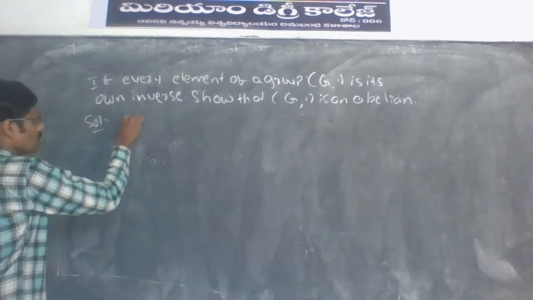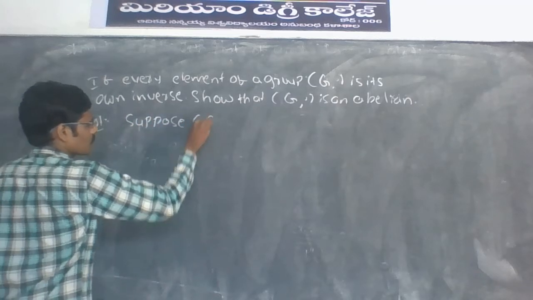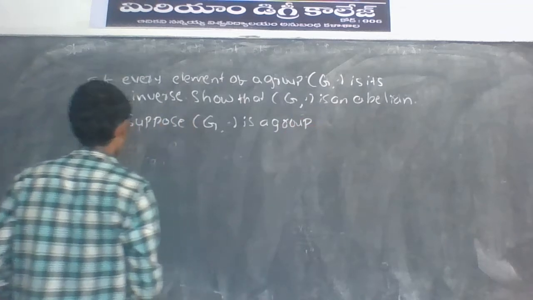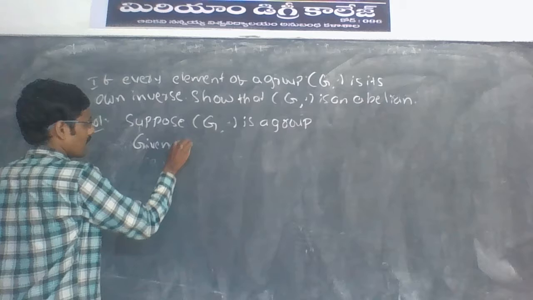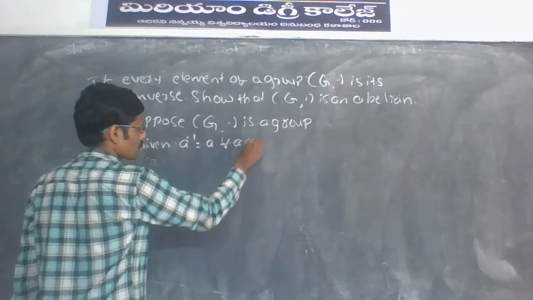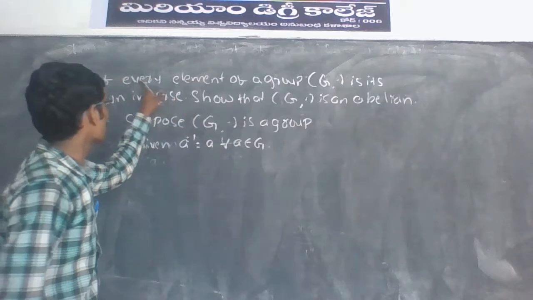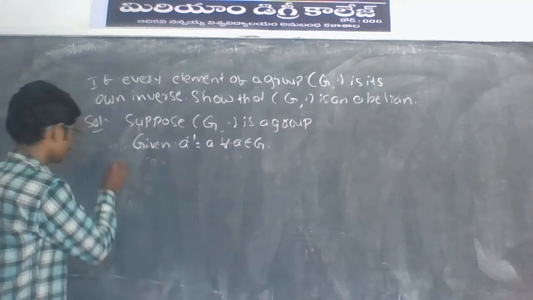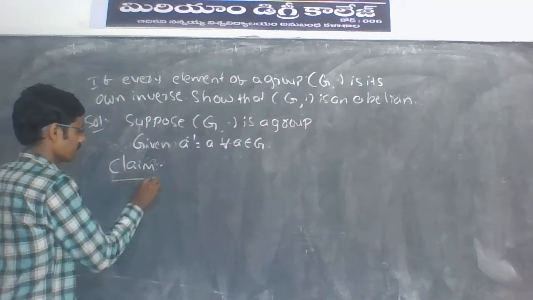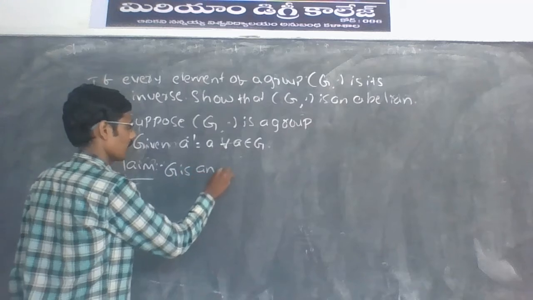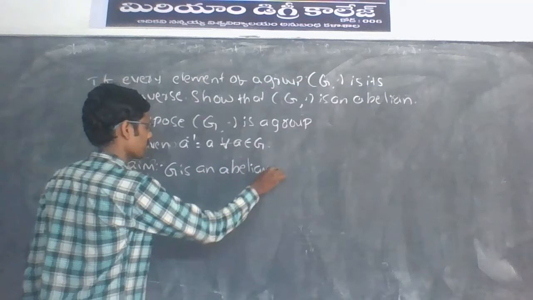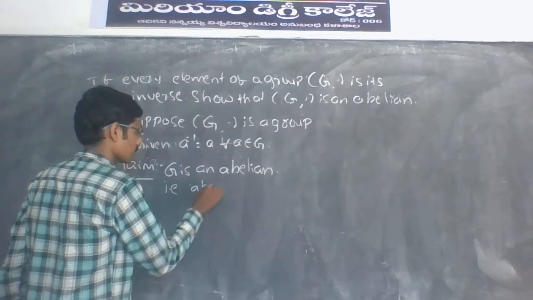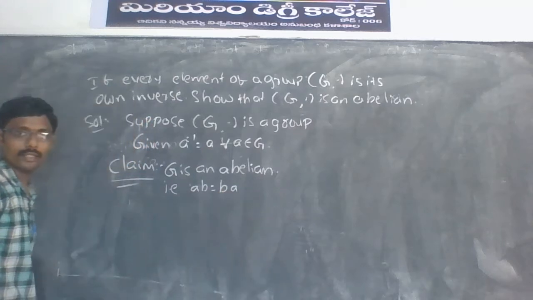Solution. Suppose (Z, dot) is a group. Given A inverse is equal to A for all A belongs to Z. So every element in Z has its own inverse. Claim: Z is an abelian, that is AB is equal to BA.